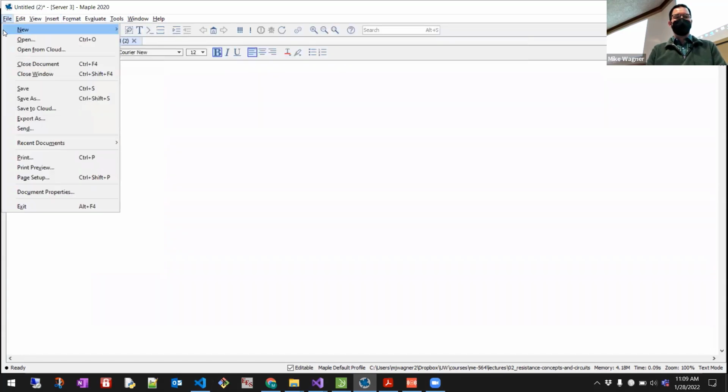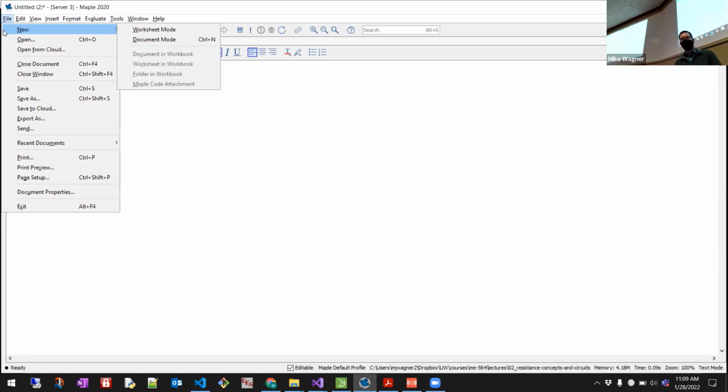You can either do a new document in worksheet mode or document mode. Document mode is the default for whatever reason. Worksheet mode is actually the one that I think is more directly useful. In document mode, you can annotate and write formatted text alongside your equations. So it's kind of like markup, but I think we usually just use it for math.